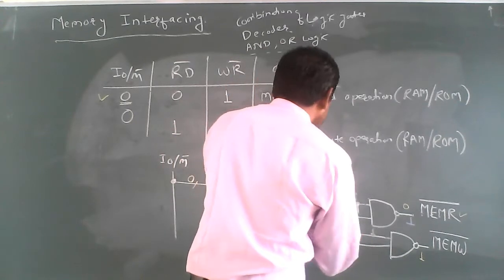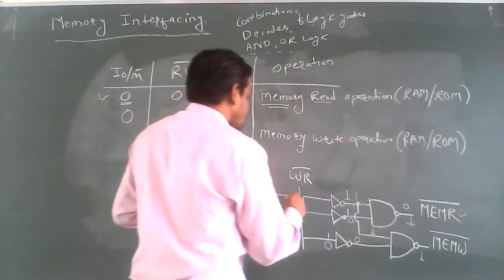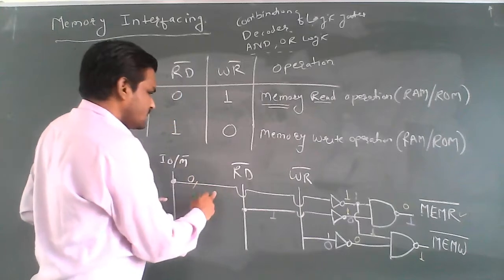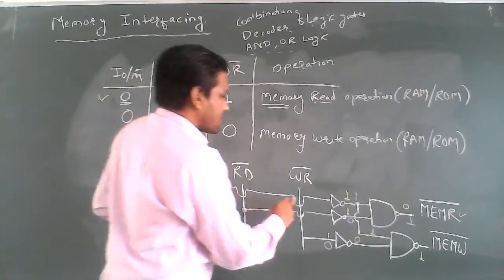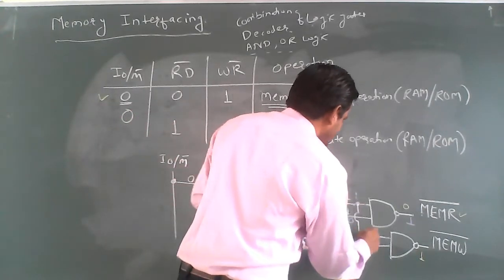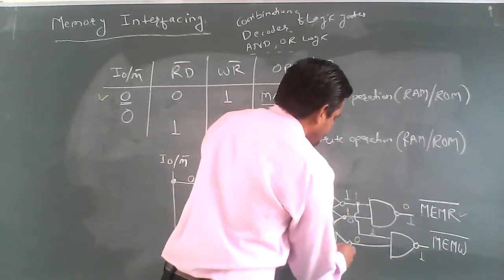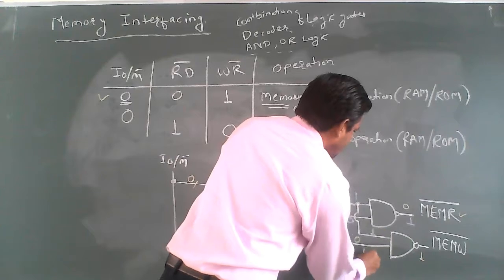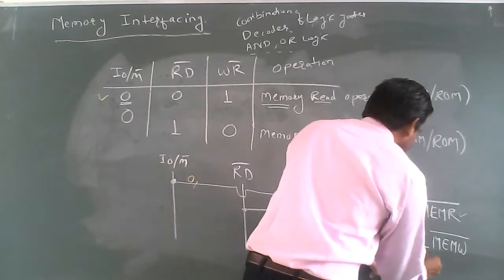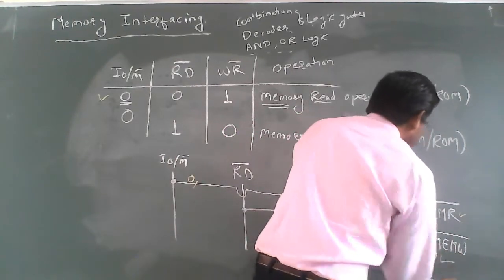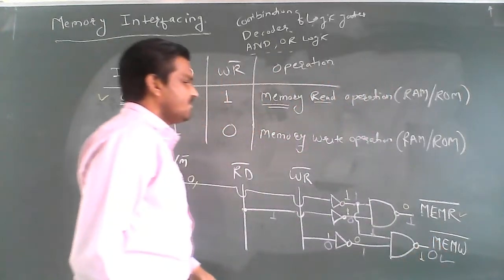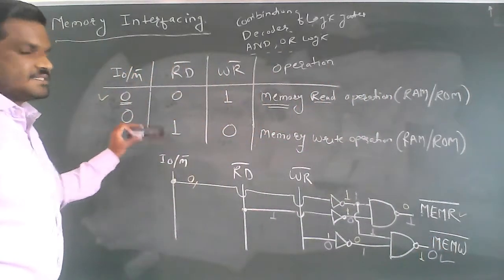IOM bar is equal to 0, so it will go to this IOM bar. So another, 0 to 1 and this is 1. Okay, and then WR bar is equal to 0. So 0, 0 to 1, so 1 and 1 it will be equal to 0. So in this case, your memory write operation will be performed. Okay, so you can practice it.